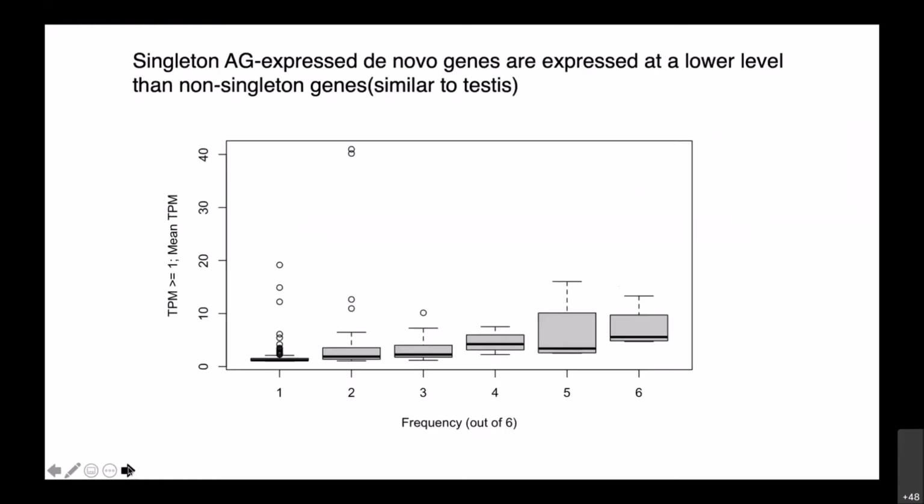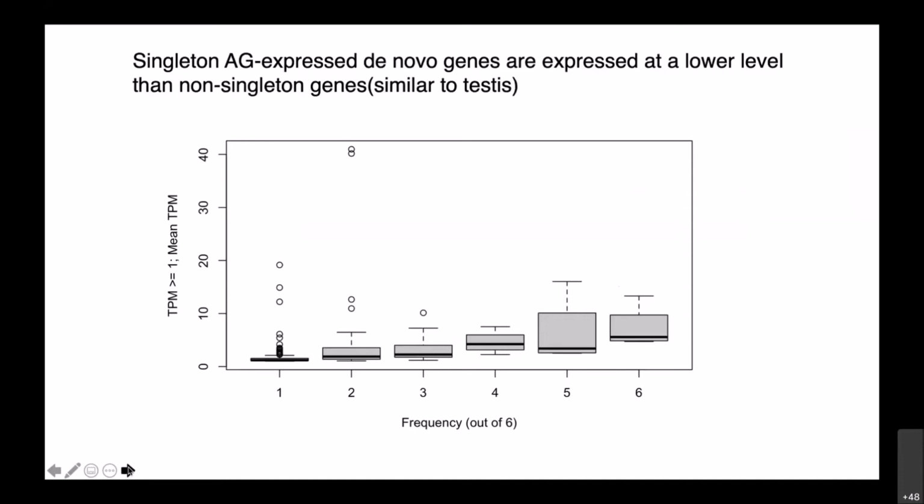All right, so you can divide up these genes into those expressed in only one strain, two strains, three strains, and so on. And for the strains expressing a gene, which requires a TPM of at least one, you can then calculate the mean TPMs. And that's what's displayed here. And what you can see is that genes that are expressed in only one strain are expressed at a lower level than genes expressed in multiple strains.